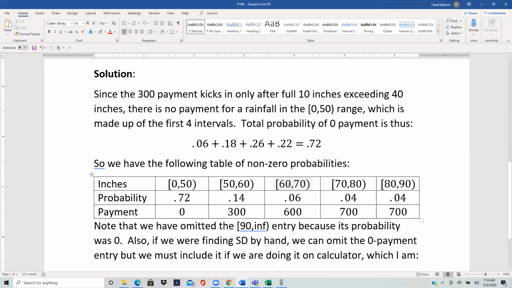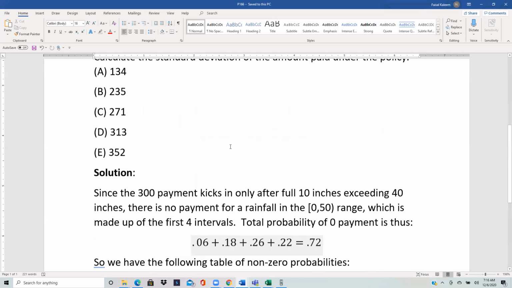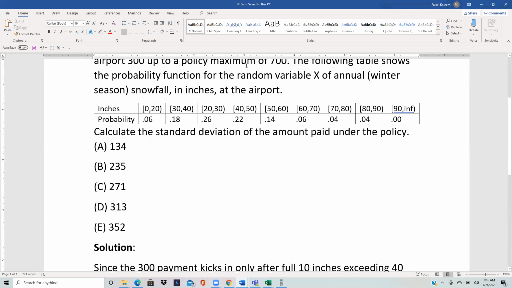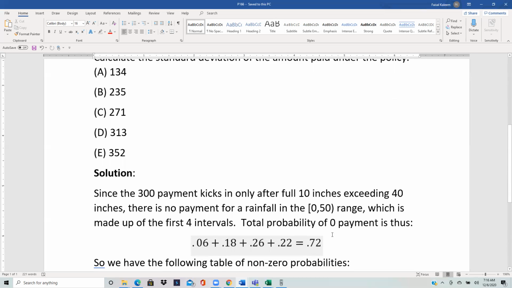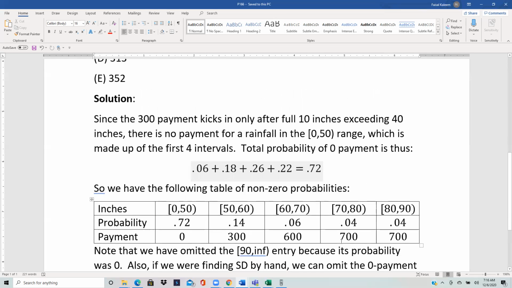When you are in this next interval, you hit the 20 inches, so there'll be an extra 300 in addition to the first 300, for a total of 600. The probability of that interval was 0.06. But when you hit the next 10 inches, remember the cap is 700. The maximum payment is 700, so you don't get another 300, you just stop at 700. Similarly, even here, you get 700.